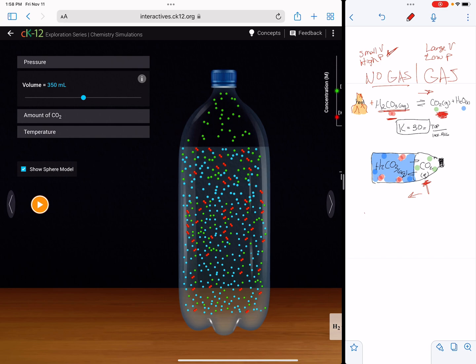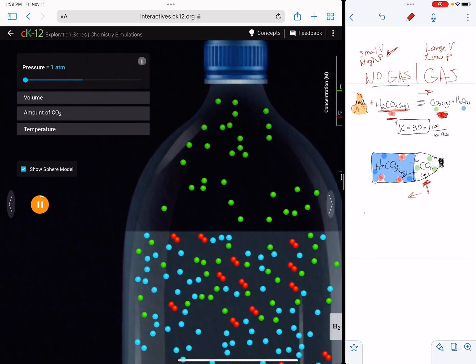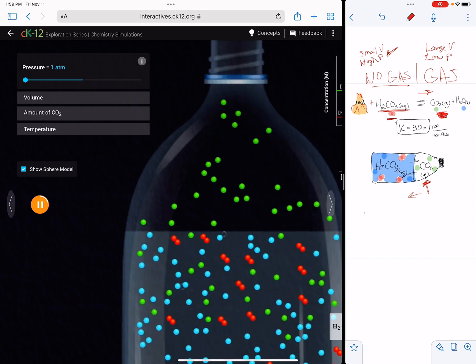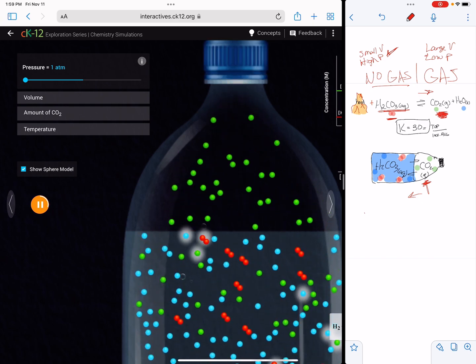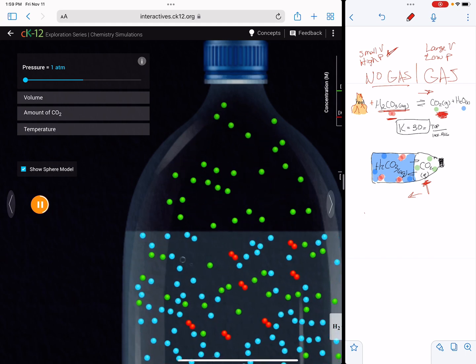And then for the pressure, if you decrease the pressure, that's basically the same thing. It's like opening the lid and letting a whole lot out. And so that makes it so that there's not as much pressure in that top part, and it's going to go and reestablish it. So it's just another example.